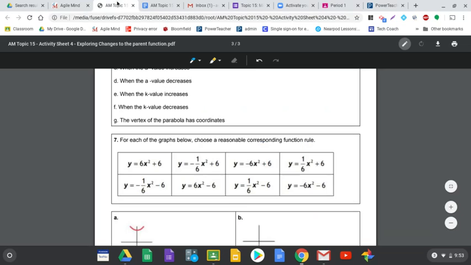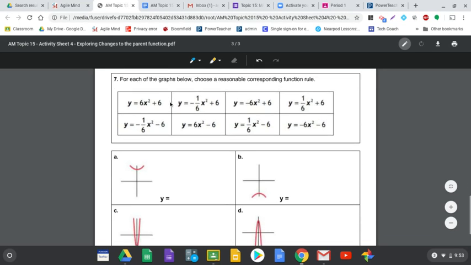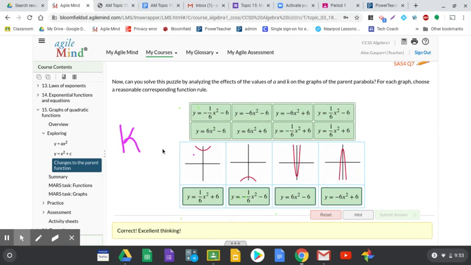All right, so those are your answers for number 7. That's the end of SAS 4. All right, so let me know if you guys have any questions. Fill in that worksheet, submit your answers, and I will talk to you later.